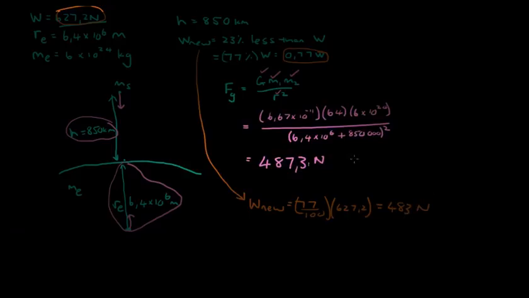Okay, now that is really, really close to 487. It's pretty much 23%, right? So you have therefore proved that the weight of the satellite at 850 kilometers is 23% less than the weight on the surface of the Earth.